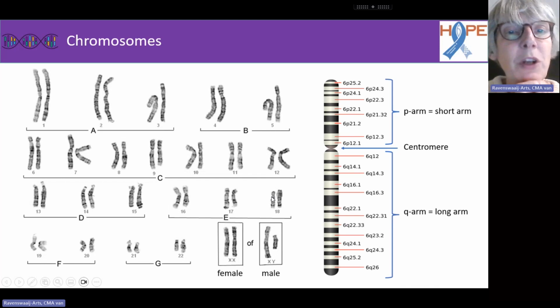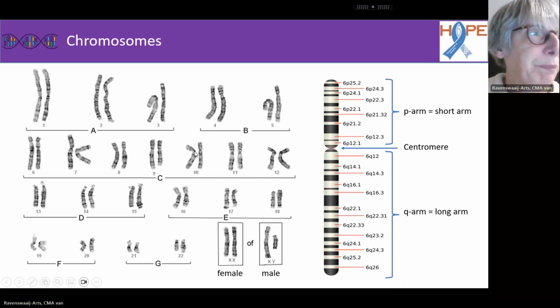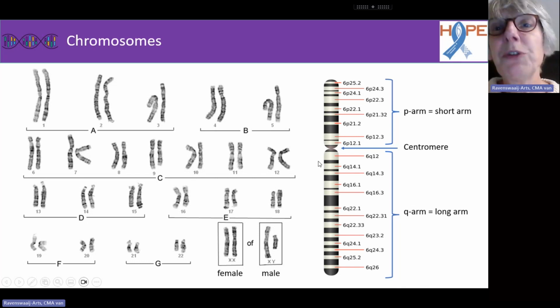Now, I need to explain what chromosome bands are and how they are numbered. As you can see, this is a schematic drawing of chromosome 6. When you look through a microscope and you color the chromosomes, you see all these dark and light bands in the chromosomes. And these have been numbered. It depends a little bit on how well you can see all these little bands, so that's why this numbering of the bands is a bit strange.